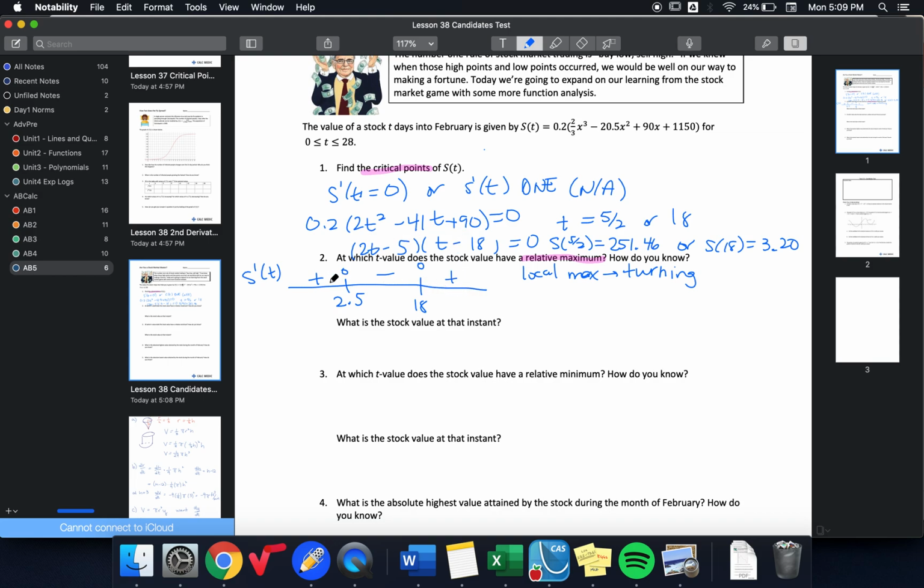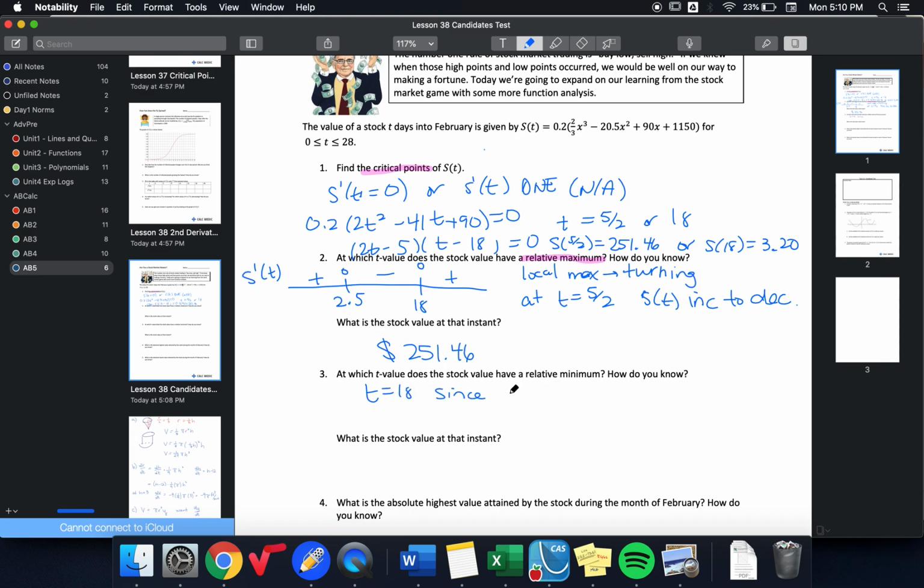So thinking about my derivative, the slope went from positive, so increasing, to 0 to negative. That means I have a relative max at t equals 5/2, because s of t went from increasing to decreasing at 2.5. The stock value at that instant was $251.46.